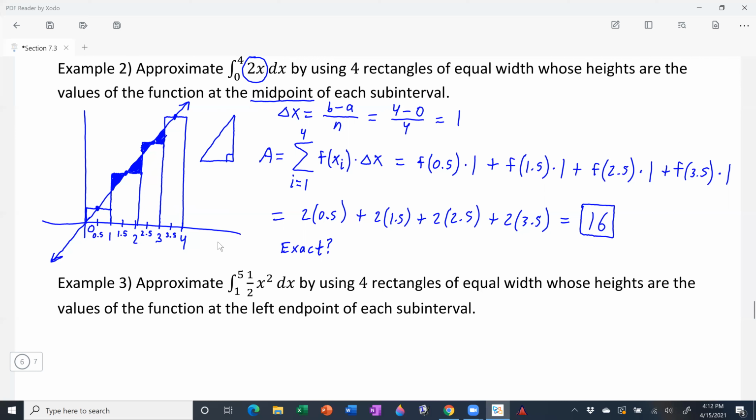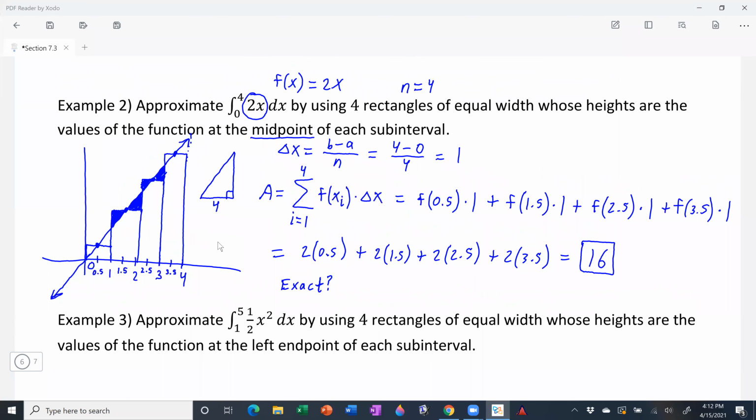So what was the length all the way across the bottom? The length all the way across the bottom was 4. And then if I would continue this 4 all the way up to where it would touch the function up there, it would be 2 times 4, because the function value f of x is 2x. So 2 times 4 is 8.